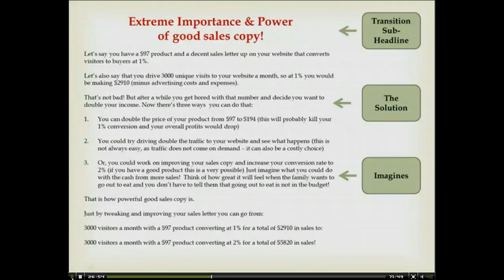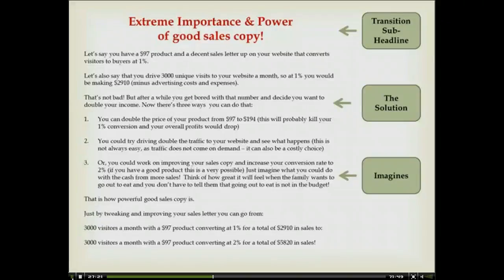You're going to be discouraging them from taking it because you want them to take your solution, which is to buy your course. You could double the price of your product from $97 to $194. This will probably kill your 1% conversion and overall profits would drop. It's not a good choice. If you want to make more money with your visitors, well, double the price. Only problem is your possibility of that 1% might even drop.